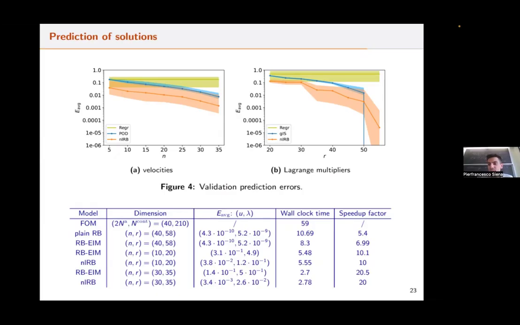Okay, are there other questions from the audience? Maybe I have one. Giulia, can you hear me well? Yes. On this slide, I see that there is a large confidence interval in the nonlinear reduced basis, but is it because of the regression on the coefficients, or do you know why this happened?